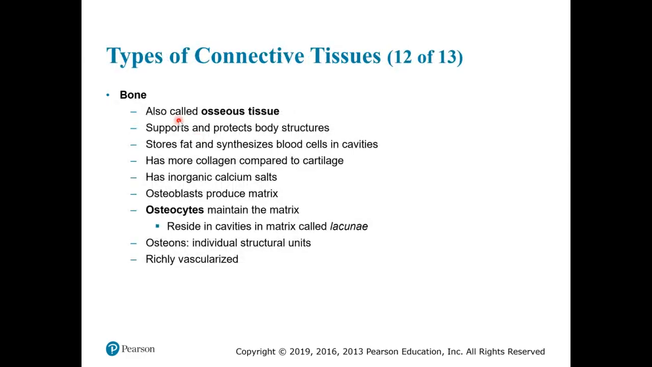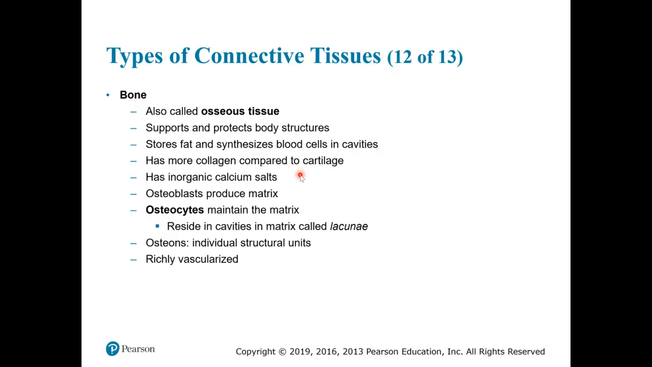Speaking of bone, let's just call it bone. Supports and protects the body structures. Like the central nervous system, completely encased in bone, the skull and the spinal cord. Bone also can store fat in an adult. In the medullary cavities of the long bones, we find yellow marrow, which is adipose tissue. In some of the flatter bones, we have the hematopoietic tissue, which gives rise to blood cells.